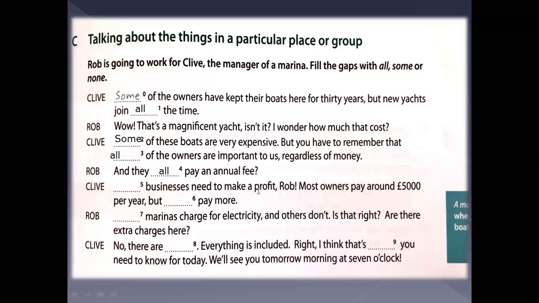They all pay an annual fee. Businesses need to make a profit. Most owners pay around £5,000 per year, but some pay more. All businesses need to make money. Owners pay a set amount, but some pay more.